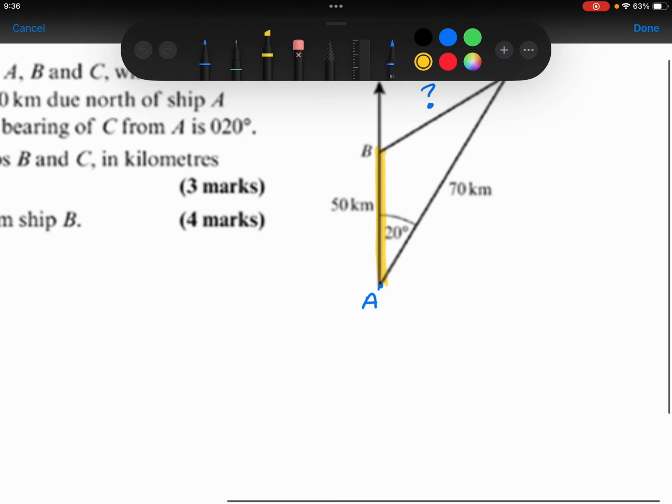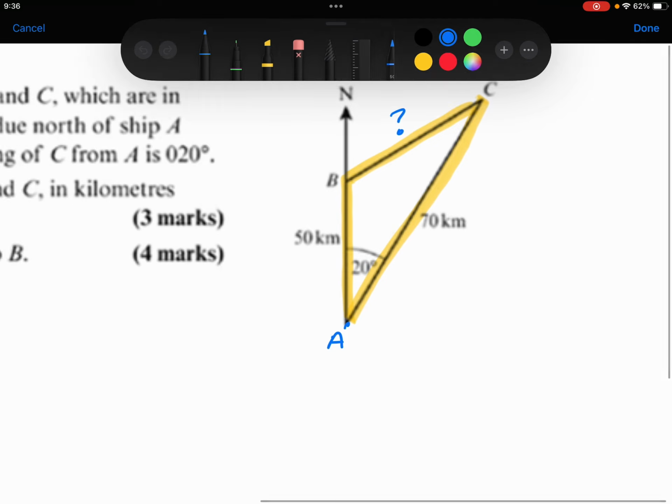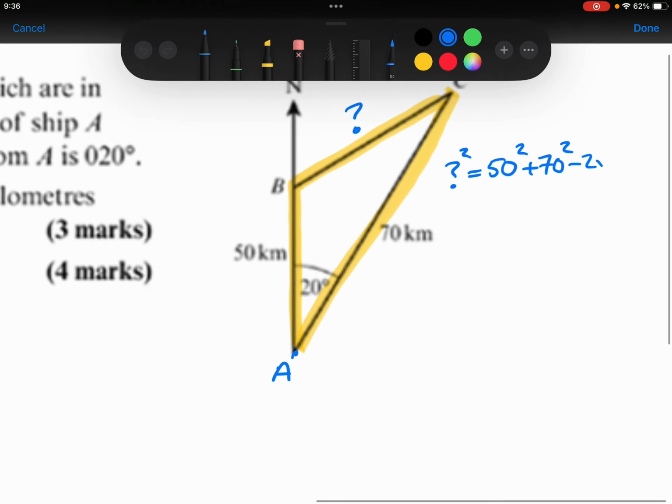So we've got this triangle here. We can use the cosine rule to work out the length of the question mark. So, question mark squared equals 50 squared plus 70 squared minus 2 times 50 times 70 times the cosine of the angle in between them, which is 20 degrees.